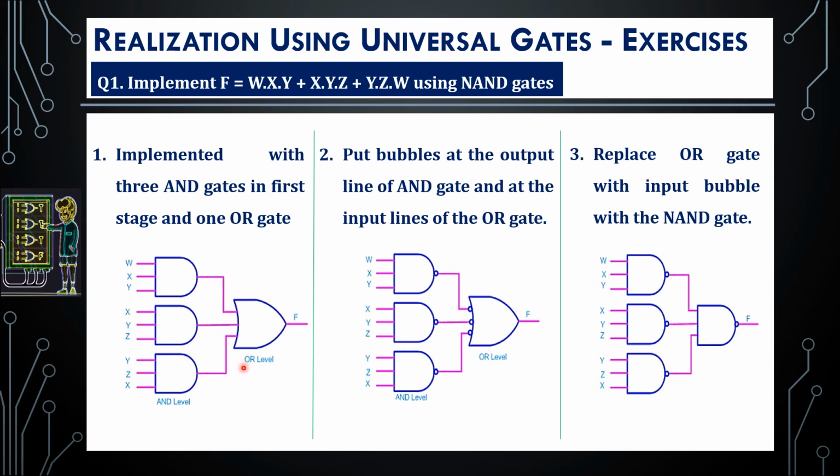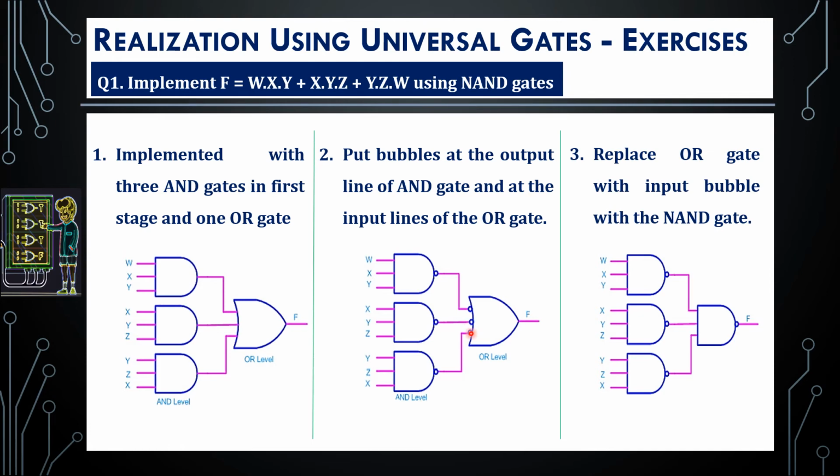Fine. Then the next step is, since the selected universal gate is NAND, we need to convert this AND to NAND. For that we put a bubble at the output line of each AND gate, and a bubble at each input line of the OR gate. So we have three input lines, and to each input line we put a bubble here.